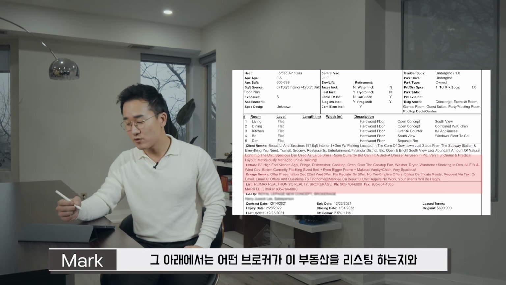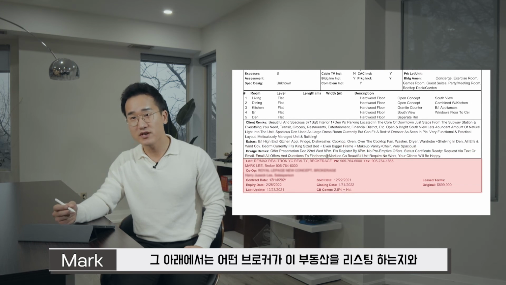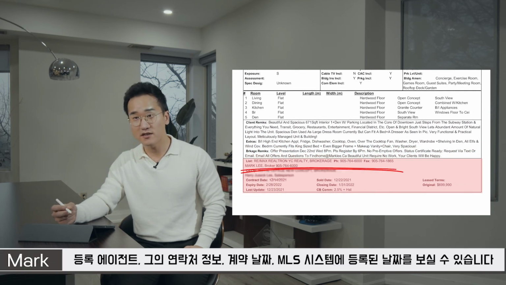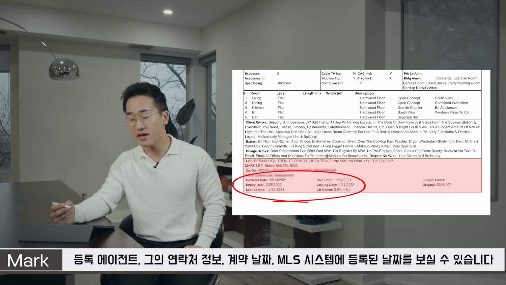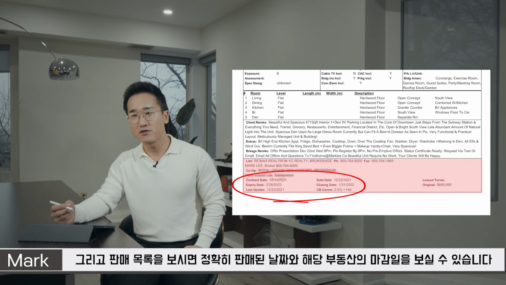Below that, you can see which brokerage is listing this property, which agent is the listing agent, the contact information, the contract date, which is the date it was listed on the MLS system. And if you are looking at the sold listing, you can see exactly which date it was sold and then the closing date for the property.